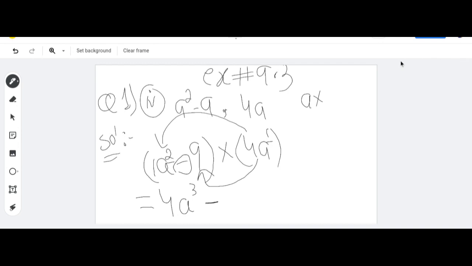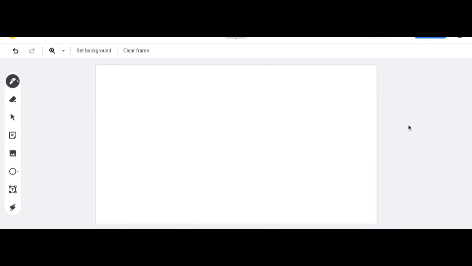Now I will solve 4a with 9. 4 nines are 36. And does 9 have any other variable? No, 4 has the variable. I will use that variable with 36. This is how it will look. Any confusion in this question, Sukaina? No, ma'am. Are you sure? Yes, ma'am.